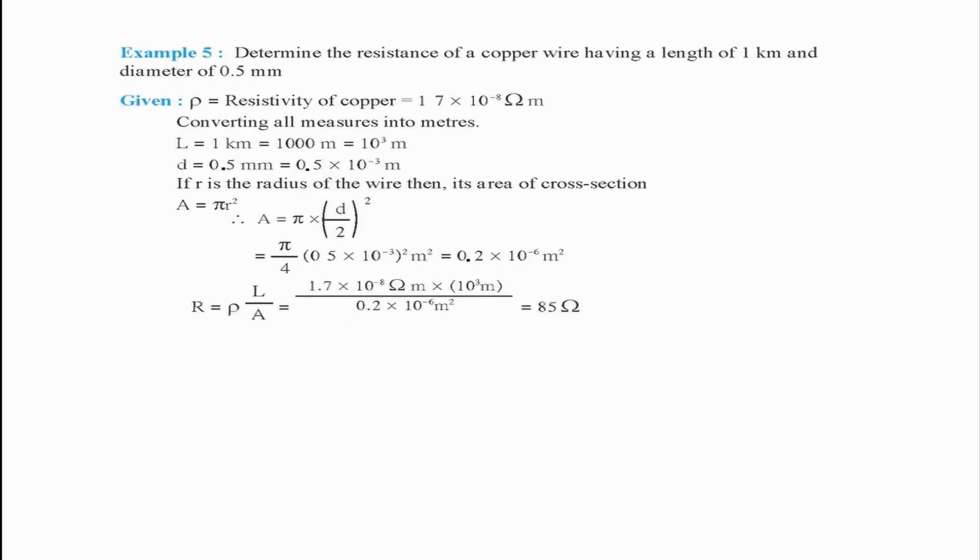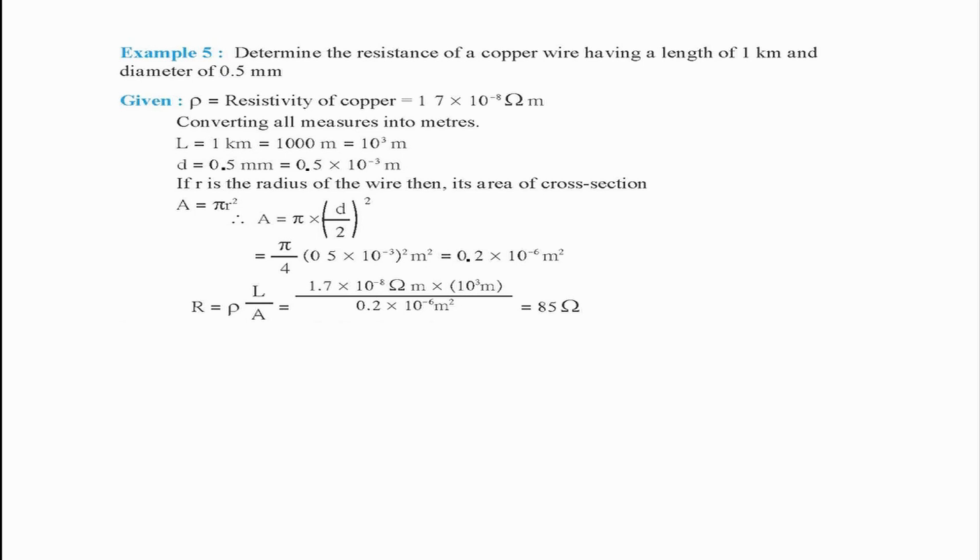One more interesting sum I would like to share with you. Determine the resistance of the copper wire having length 1 kilometer. Remember, always, whether it is meter, millimeter, centimeter or kilometer, you have to convert all that into meter, because meter is the SI unit of calculation. The diameter will be 0.5 mm. So we got a wire of 1 kilometer and diameter of 0.5 millimeter.